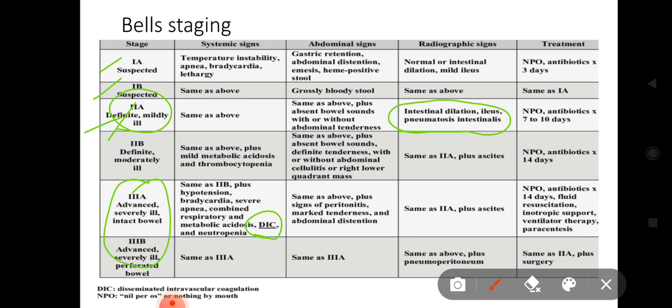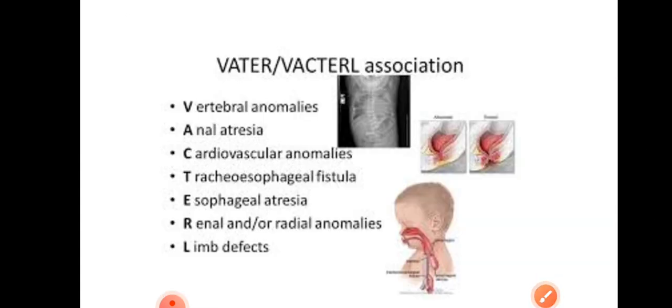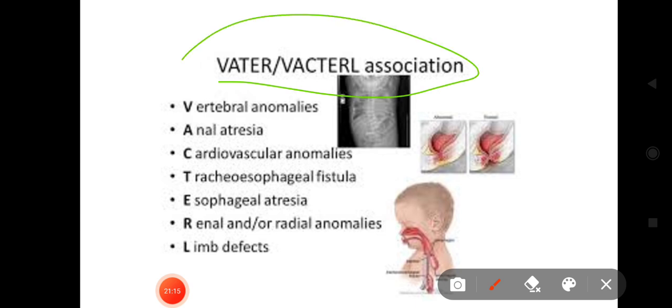Okay. Pneumoperitoneum, if present, indicates stage 3B, and surgery is required in 3B. Now it can be asked for a suspected 1A category: keep the baby NPO and give antibiotics for 3 days, antibiotics for 7 to 10 days in category 2A, 14 days in category 2B, and NPO with antibiotics for 14 days. Fluid resuscitation, inotropic support, ventilator therapy, and paracentesis should all be done in 3A, and surgery is also required in these cases.